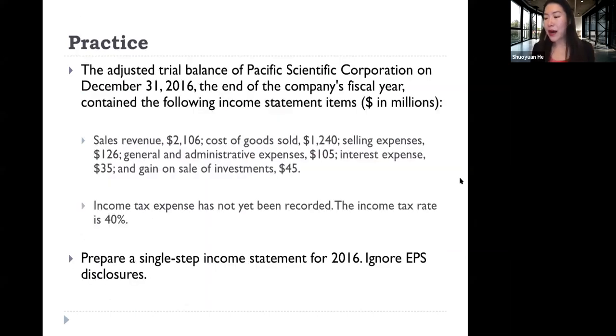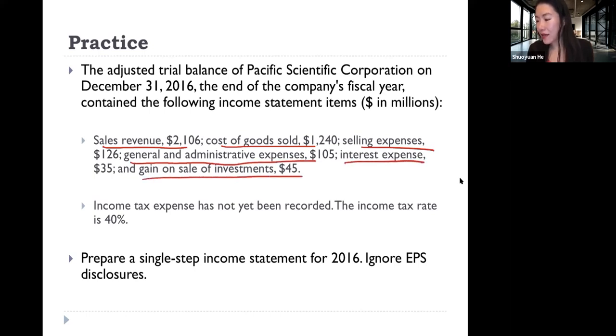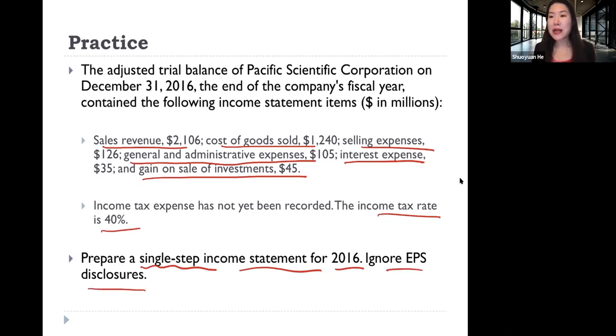And then we have a practice example here. We know the firm has sales revenue, cost of goods sold, selling expense, general and administrative expense, interest expense, and gain on sale of investment, with an income tax rate of 40%. Please prepare a single step income statement for 2016 and ignore EPS disclosure for now. Please take 5 minutes to work on this example. You can pause your video for now.